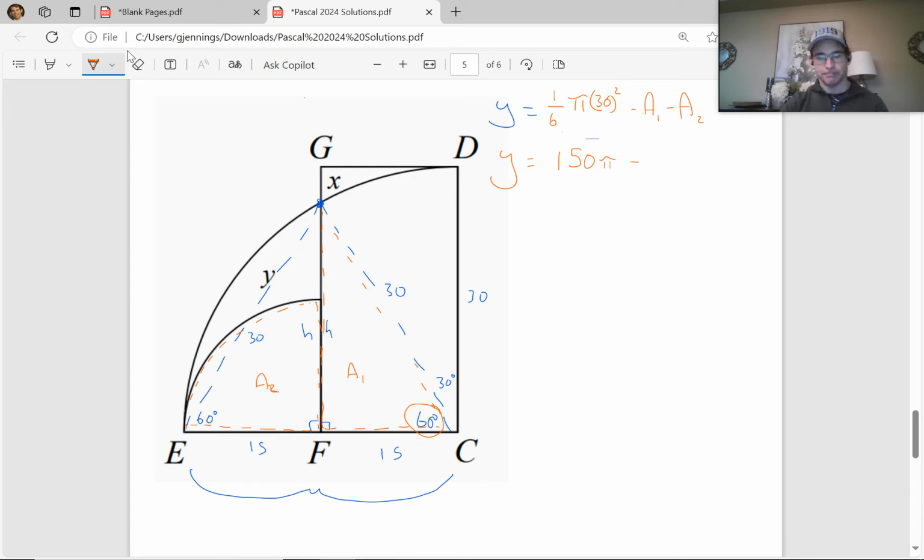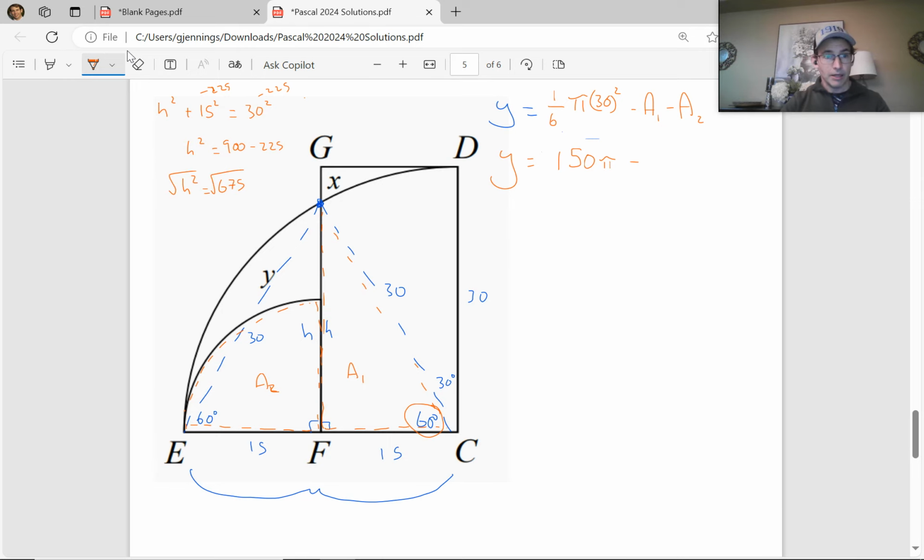Here, h squared plus 15 squared equals 30 squared. So we need h, so we're going to find it this way. h squared equals 900 minus 225, because we're going to subtract 15 squared, 225, from both sides. 900 minus 225 is 675. So h squared equals 675. Let's take the square root of that.